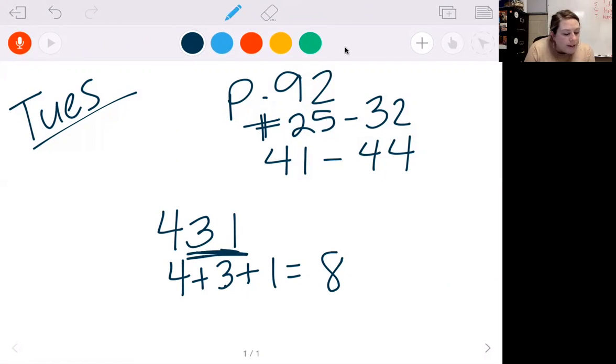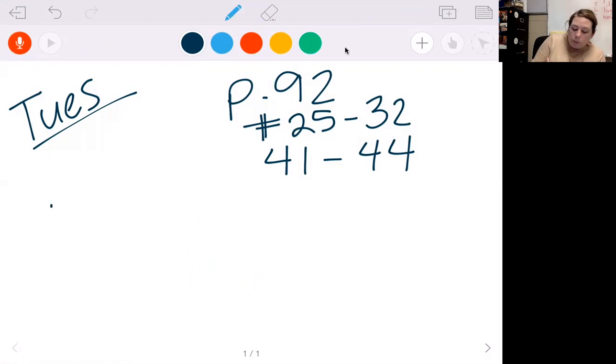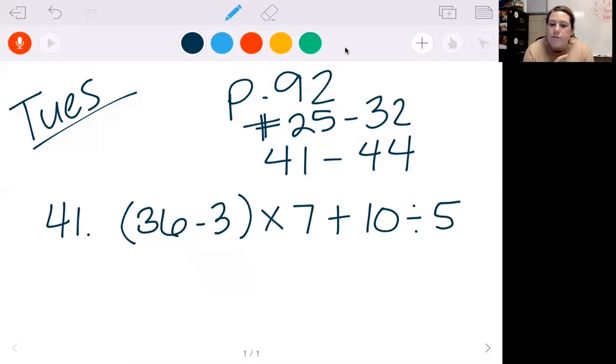So that's 25 through 32, and then 41 to 44 is order of operations. You're not really going to have any of the expression stuff on it. It's going to be more order of operations. So let's do 41 together. So we have 36 minus 3 times 7 plus 10 divided by 5. Remember, parentheses first. 36 minus 3 is 33.